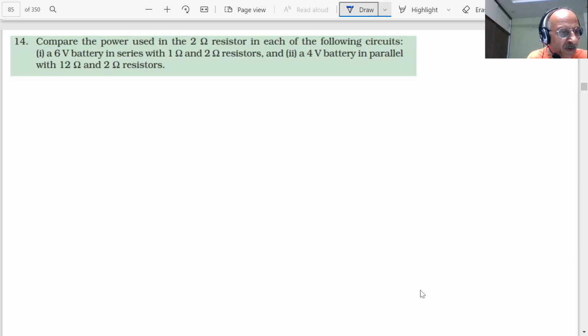You have 2 to 3 minutes to answer the question, students. There are two cases. You have to find the power in each case and compare.